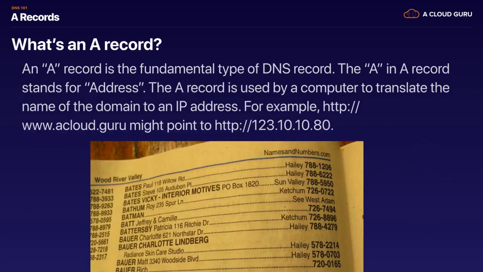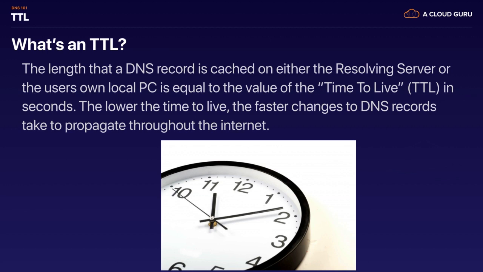So we've got our A record, and this is the most fundamental type of DNS record. The A in A record stands for address, and the A record is used by a computer to translate the name of the domain to an IP address. So for example, www.acloud.guru might point to 123.10.10.80. So that's all an A record is. It's just like the phone book example that we were talking about earlier. It's going to take a name and give us an IP address.